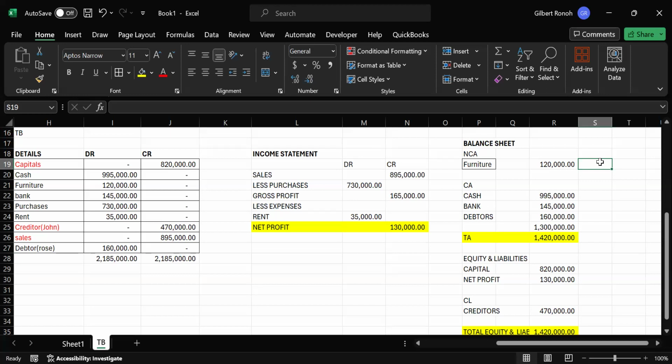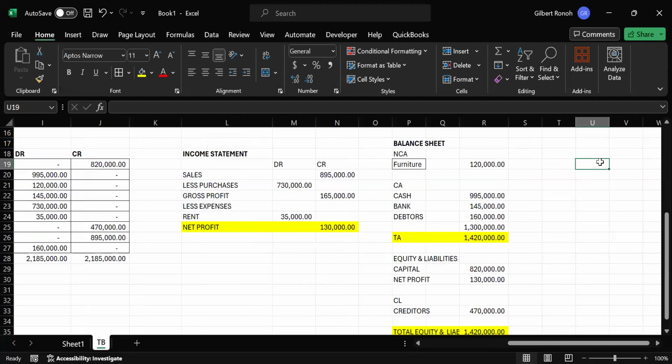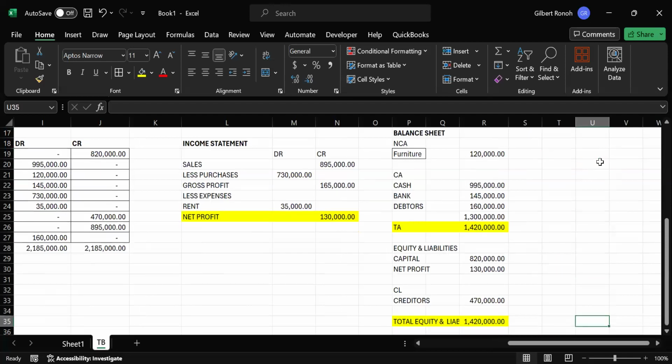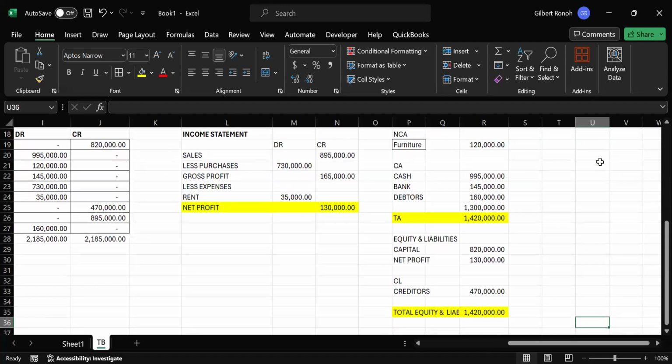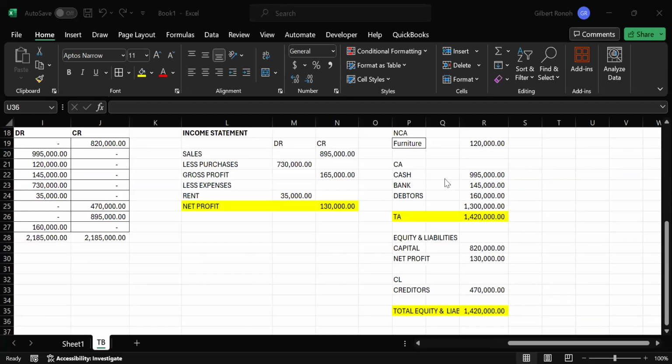Now, unless there is a question for our balance sheet. Is there any question from the balance sheet? No.